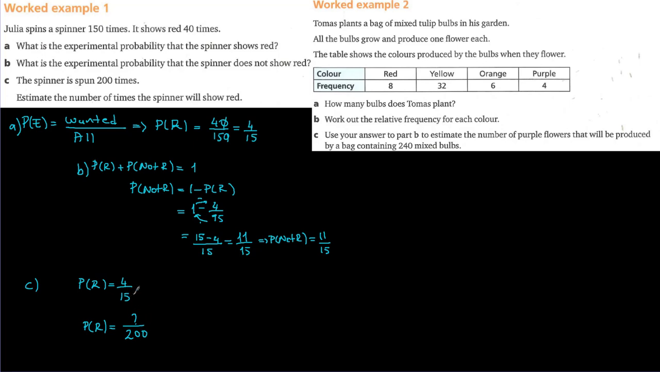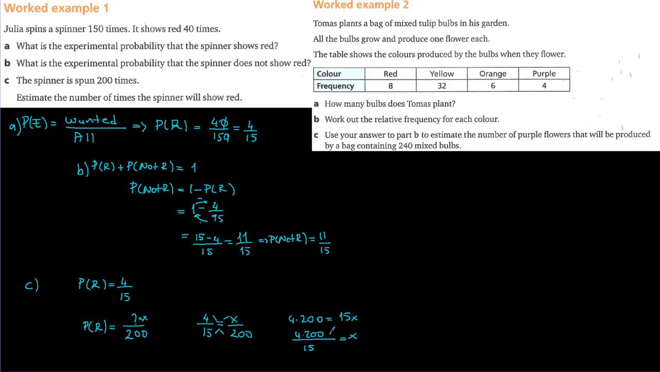So when you do 150 times, it shows 40 red, which means 4 over 15. It should be equal to, here I'm going to use, instead of this question mark, x over 200. By using cross multiplication rules, I'm going to multiply 4 times 200. It's going to be equal to 15x, which is 4 times 200 divided by 15. It's going to give me x.